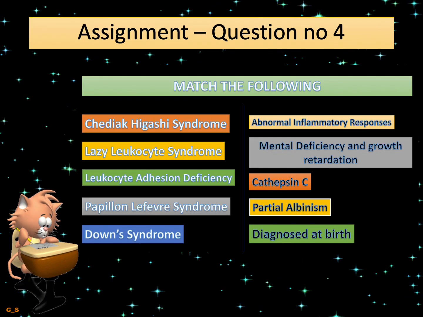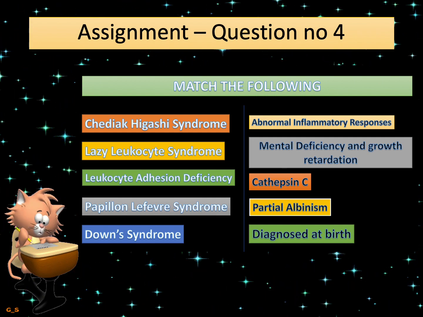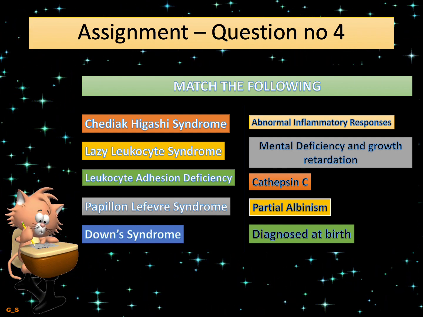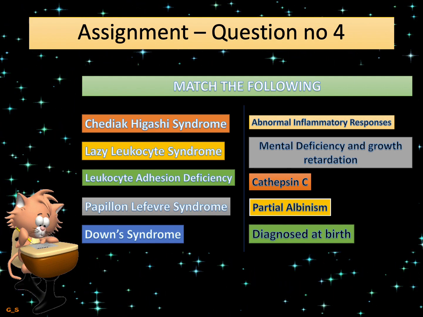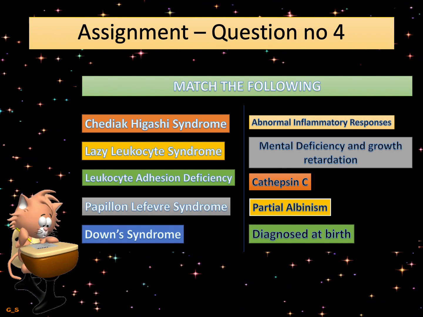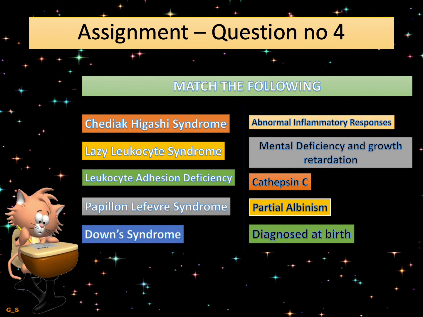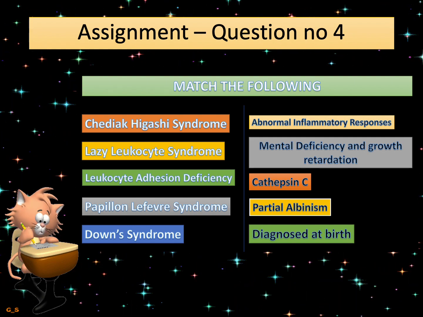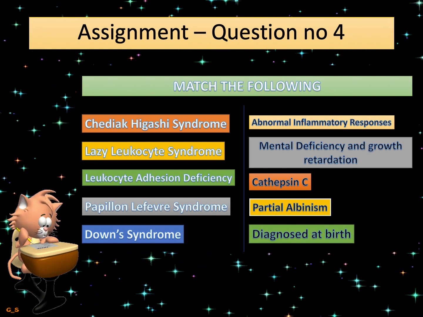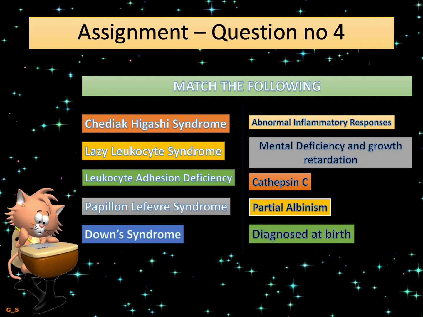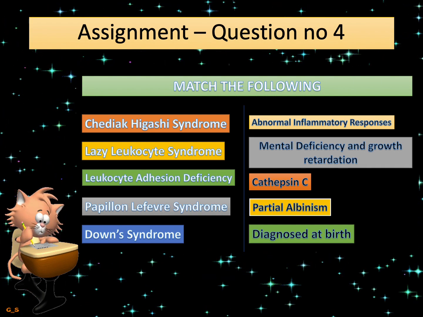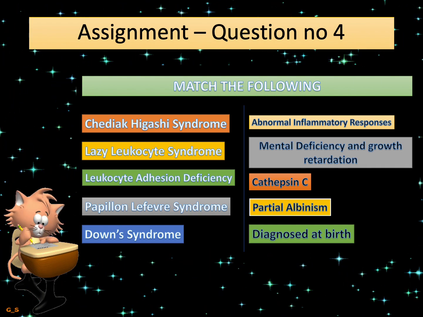Here is assignment question number 4. Match the following syndromes or genetic disorders with their correct signs. You can pause the video and do it now, or after the class you can get back to this question also.